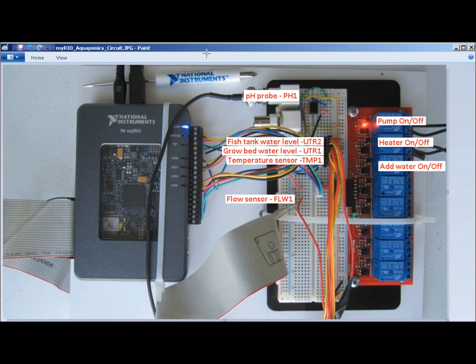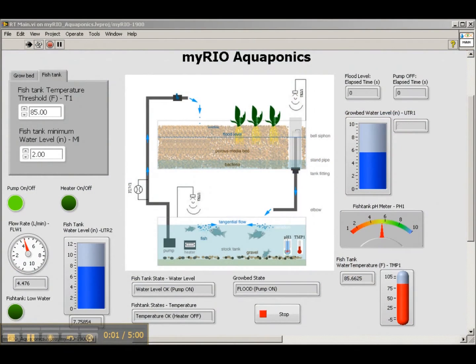Now that you're familiar with the myRIO Aquaponic circuit, let's take a closer look at the LabVIEW front panel. On the front panel of the myRIO Aquaponics VI, we can see various indicators and user-defined controls.